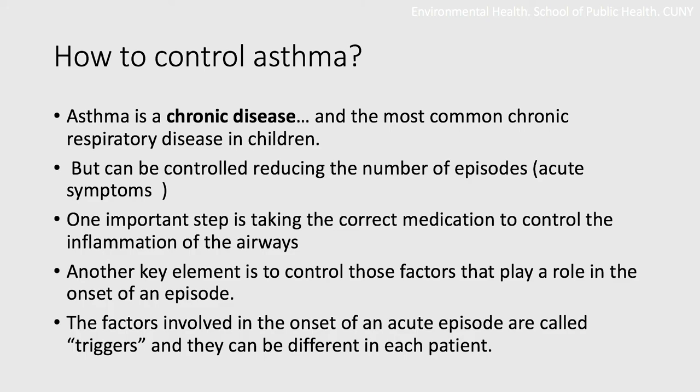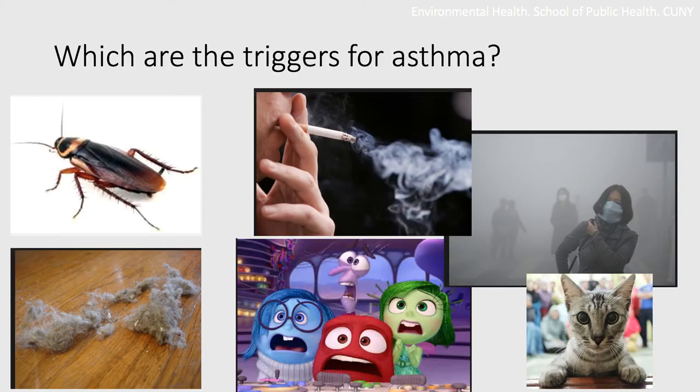Asthma is a chronic disease, and the most common chronic respiratory disease in children, but it can be controlled by reducing the number of episodes. One important step is taking the correct medication to control the inflammation of the airways. Another key element is to control those factors that play a role in the onset of an episode. The factors involved in the onset of an acute episode are called triggers, and they can be different in each patient. Can you recognize any of these triggers for asthma?